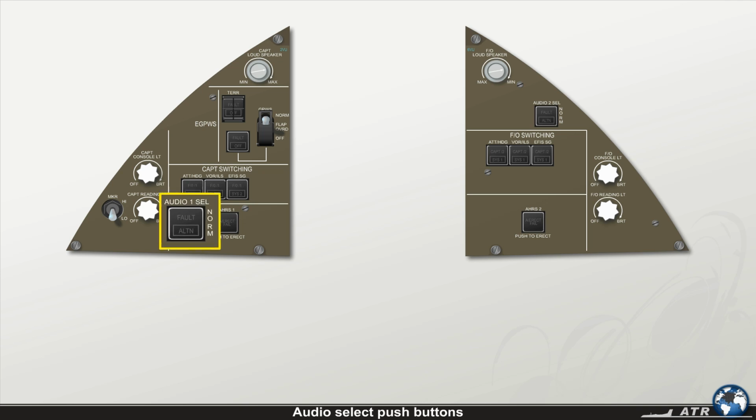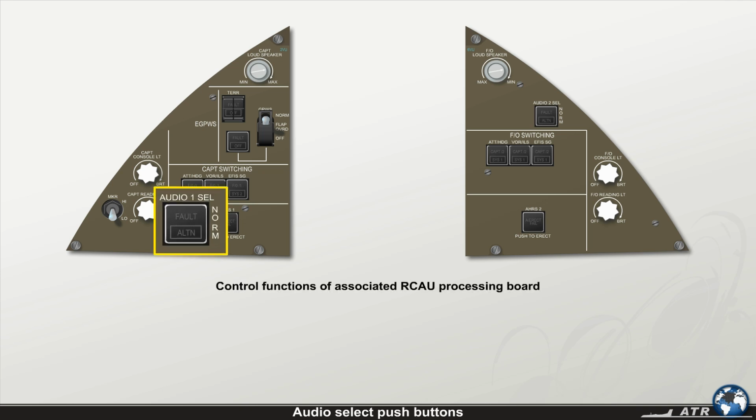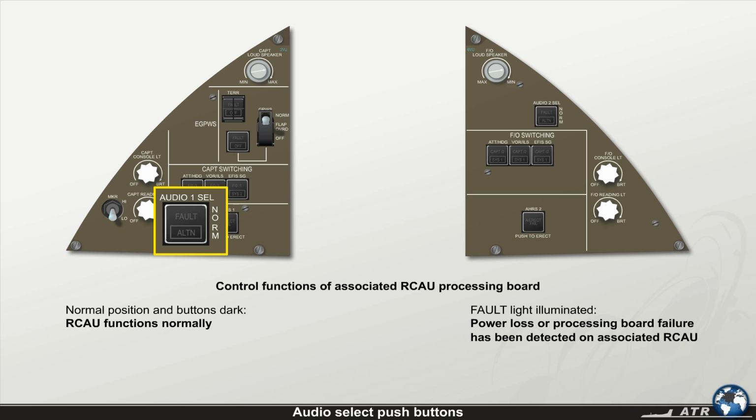The 2 audio select push buttons are used to control the functions of the associated RCAU processing board. With the buttons dark and in their normal depressed position, the RCAU functions normally. In the case of a power loss or if a processing board failure has been detected on the associated RCAU, the amber fault light illuminates and the CCAS is activated. In such case, alternate has to be selected by releasing the respective audio select push button.